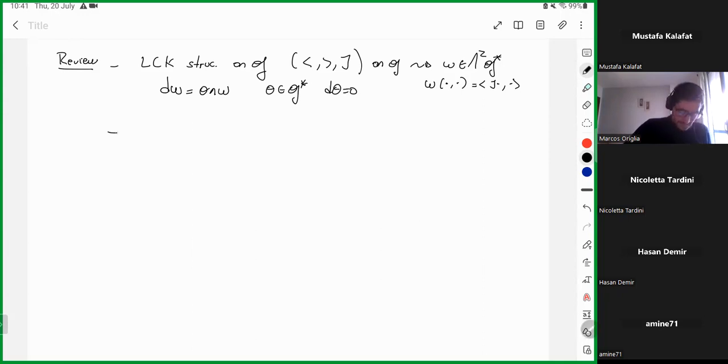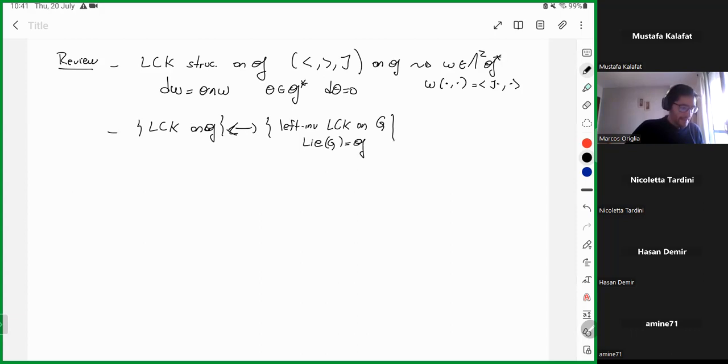So what else? We saw in detail the relation between this structure at the Lie algebra level and the correspondence with left invariant locally conformally Kähler structures on the simply connected Lie group associated with our Lie algebra. And at the end of the second lecture, we also discussed lattices Γ in a given Lie group.